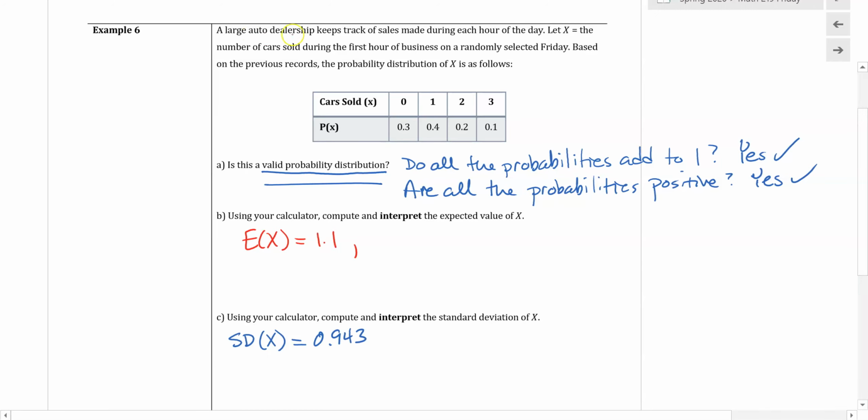And I mean, you better believe that's something the dealership wants to know and does know, right? Every major business does constant data tracking because they need to know, when is money coming in? When do we need to resupply? All this stuff. So it's very data driven. So let's say over many Fridays, we can expect to sell an average of 1.1 cars in the first hour of business.